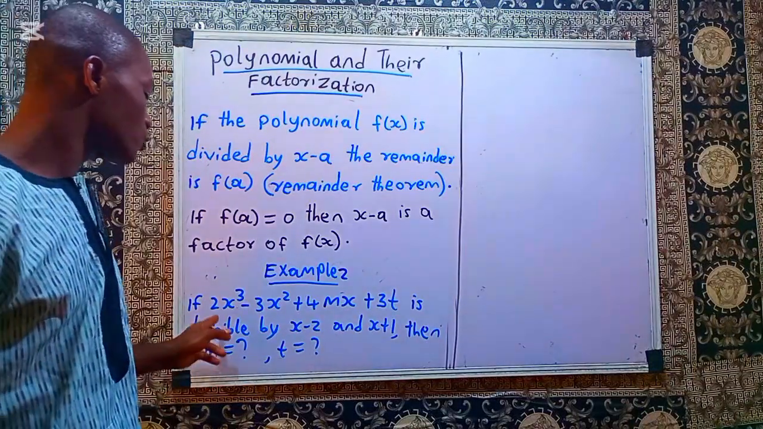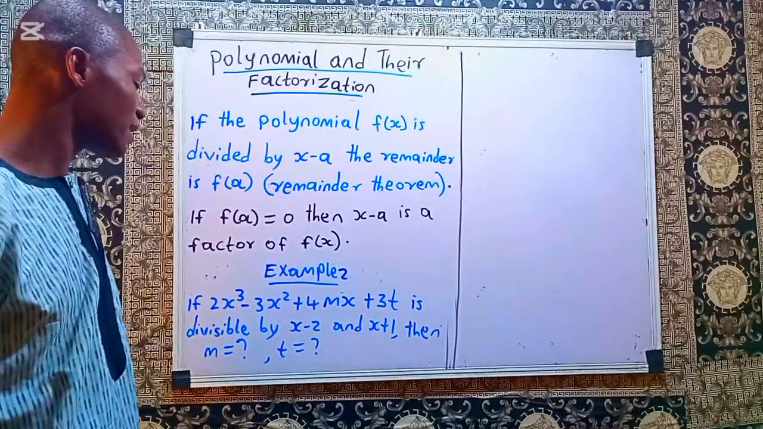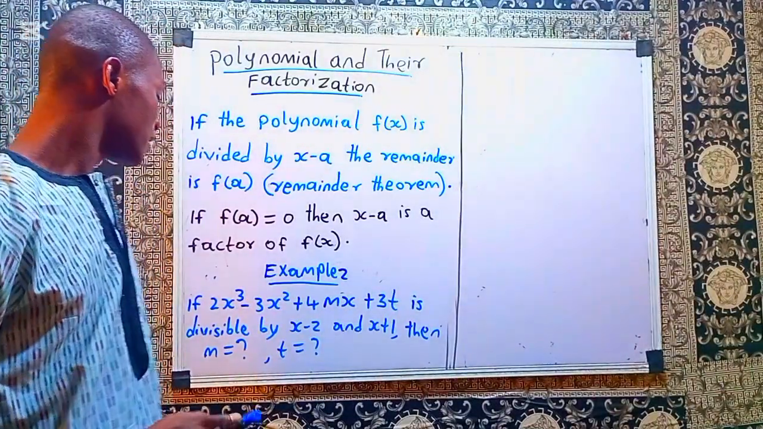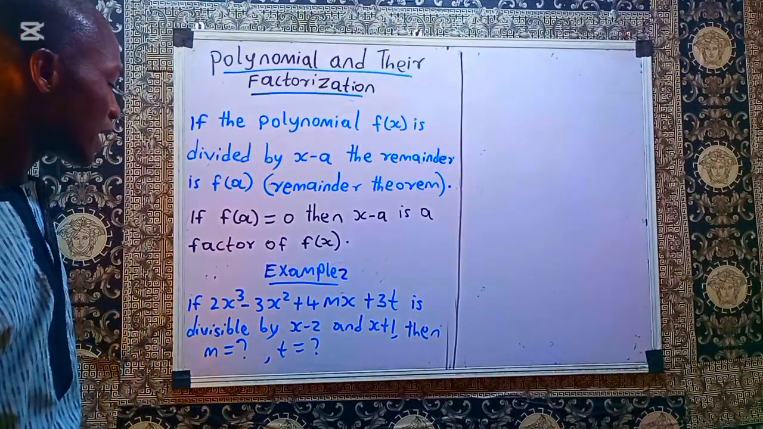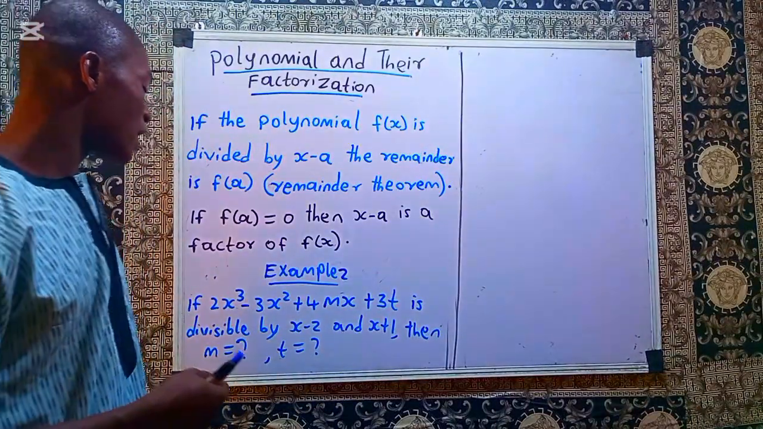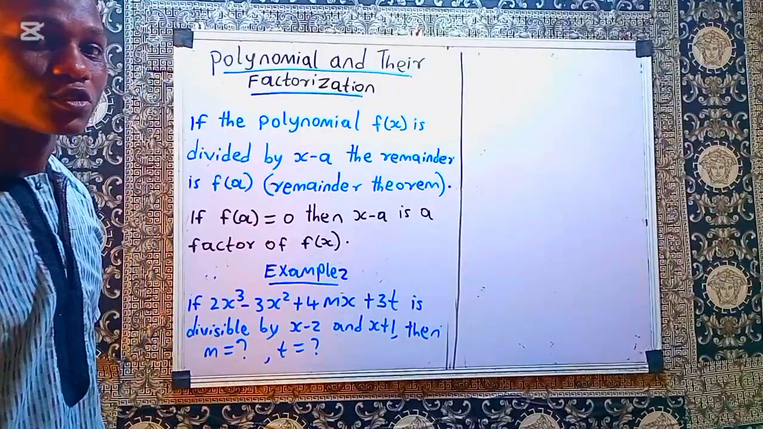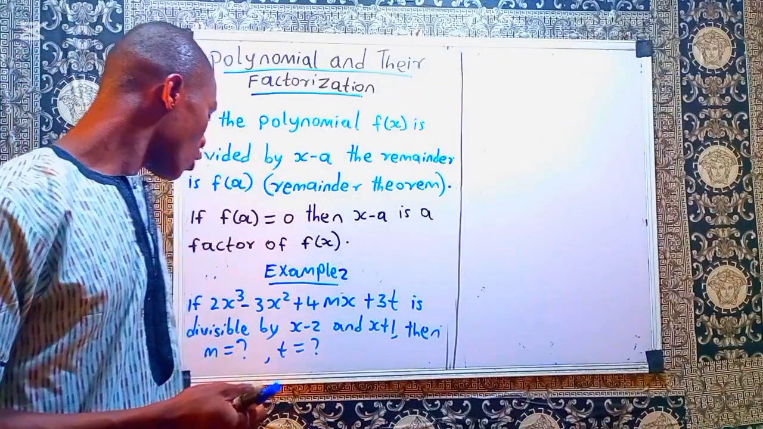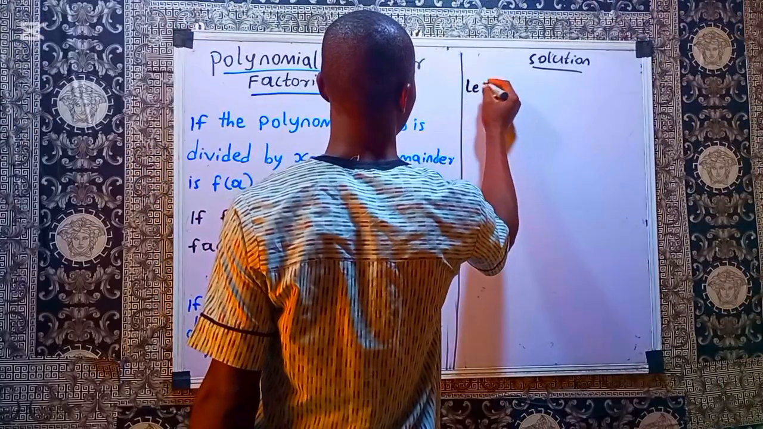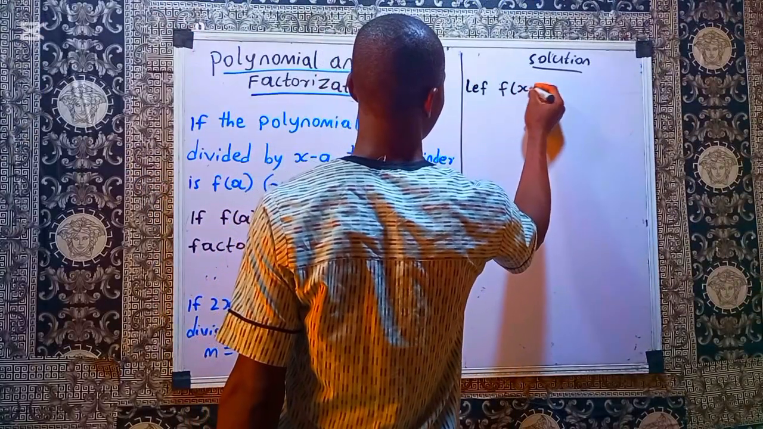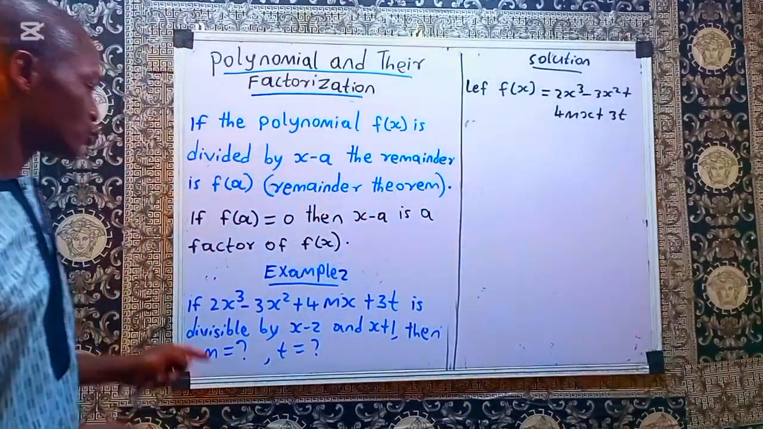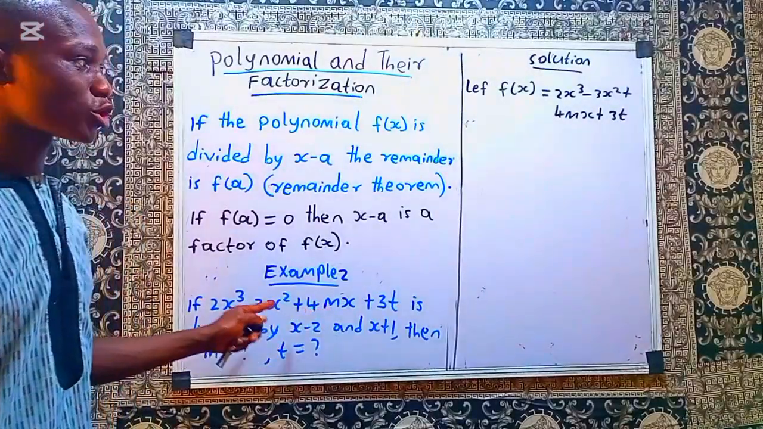They say if 2x raised to power 3 minus 3x squared plus 4mx plus 3t is divisible by x minus 2 and x plus 1, then your m and your t is what? So we are going to find what m is, and we are going to find what t is. Let f of x be equal to our polynomial. This is our polynomial given to us, f of x, a function of x.